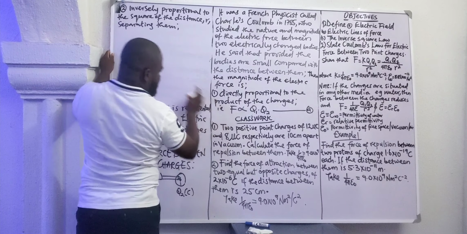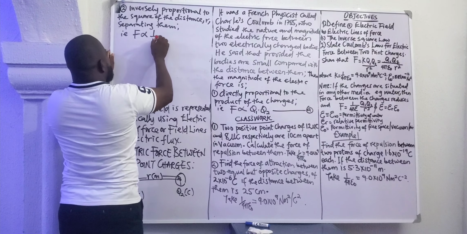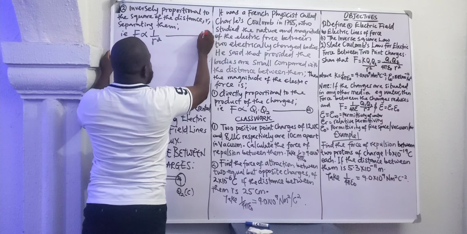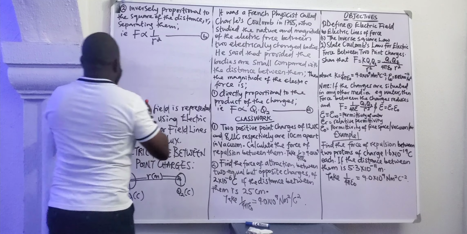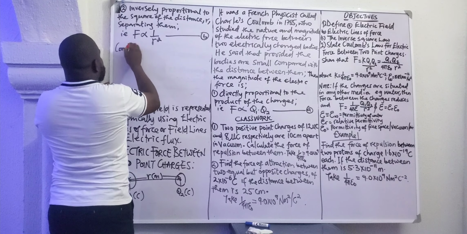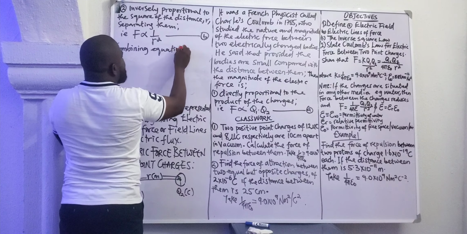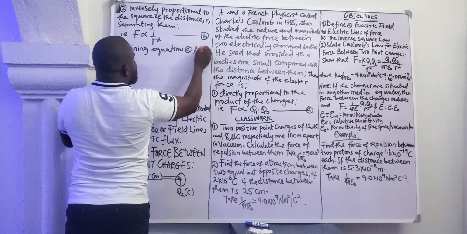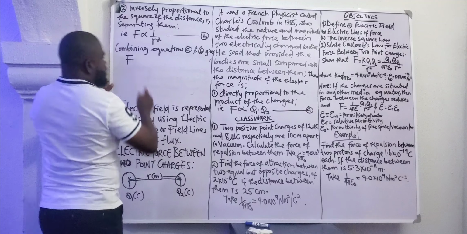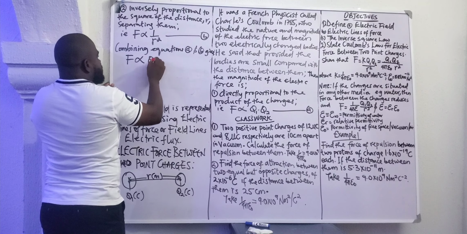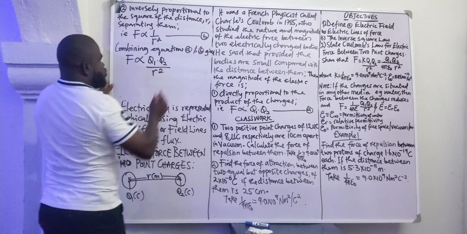So how do we put it? We mean that F is inversely proportional to r squared. Let's call that equation B. So if we combine equations A and B, we have that the force F is directly proportional to the product of Q1 and Q2 and inversely proportional to the square of the distance between them.